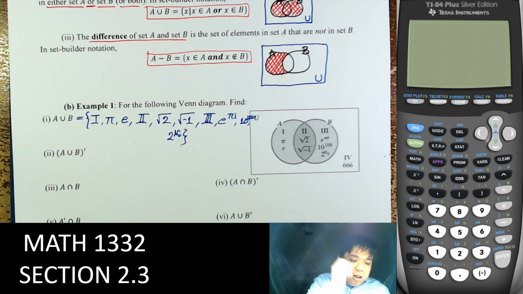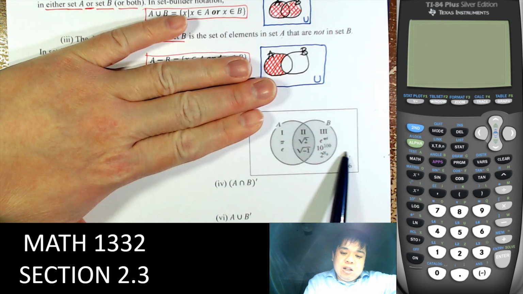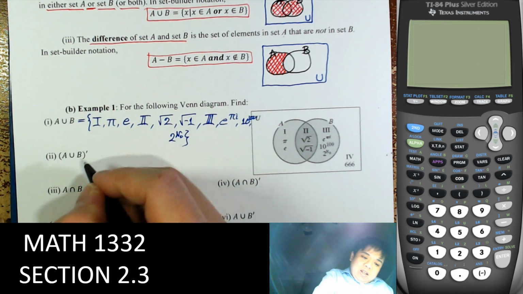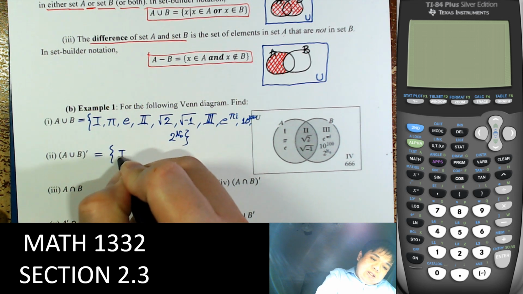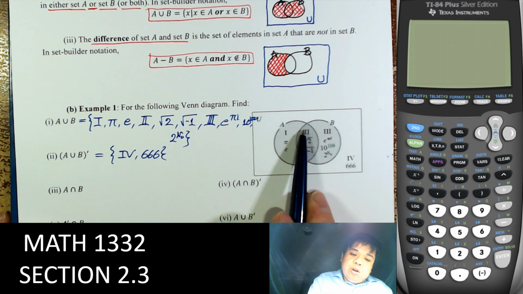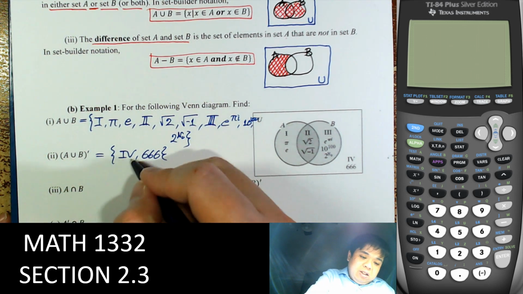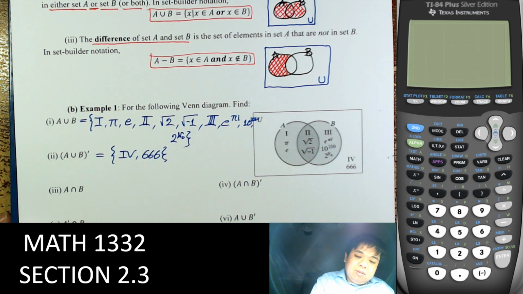Now, (A union B) complement, meaning whatever this is, we take the complement of that, meaning we're going to take away all of this. So what's left is just the 4 and 666. Right? So we find the union of A and B first, and then we take the complement, meaning outside of that.